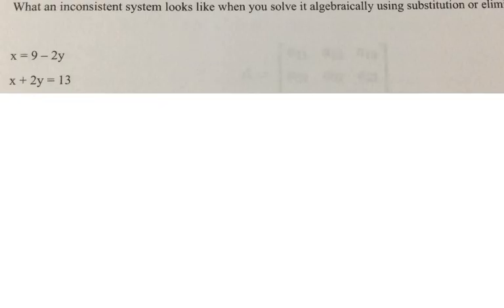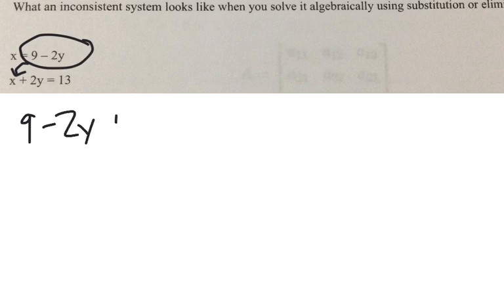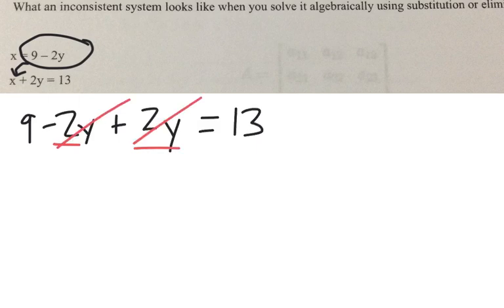Because I have the top equation, I have an isolated variable. Do you want me to do it or do you want to try it? Okay, go for it. Are we ready? If I substitute this in for x, that's going to leave me with 9 minus 2y plus 2y equals 13. I combine my like terms. So negative 2y plus 2y cancels out, and I'm left with 9 equals 13.